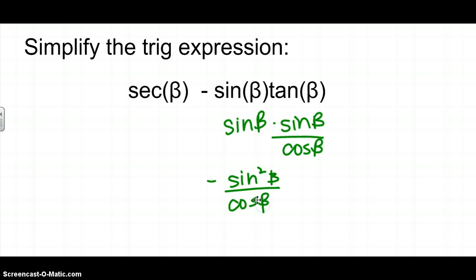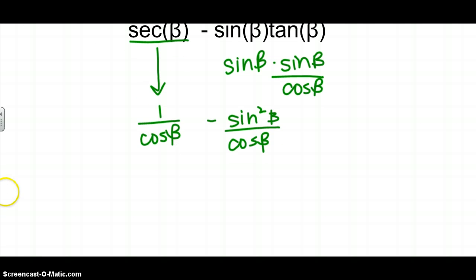over cosine. Alright, well now thinking about secant of beta, if I do substitute in, that's going to give me 1 over cosine of beta. This is not getting any simpler, or at least it doesn't look to be. But what do you notice about 1 over cosine and sine squared over cosine? If I want to subtract those things, they need to have common denominators, and they do.